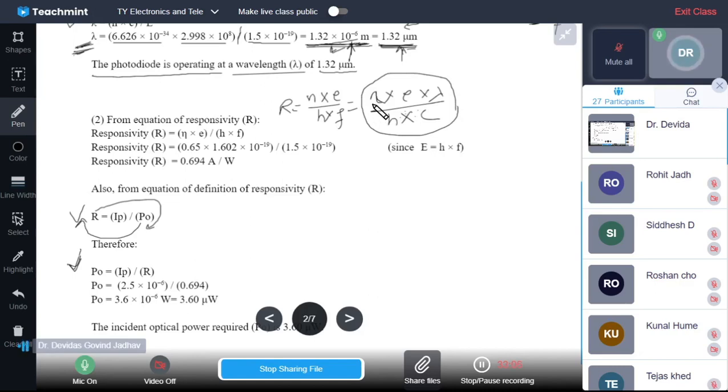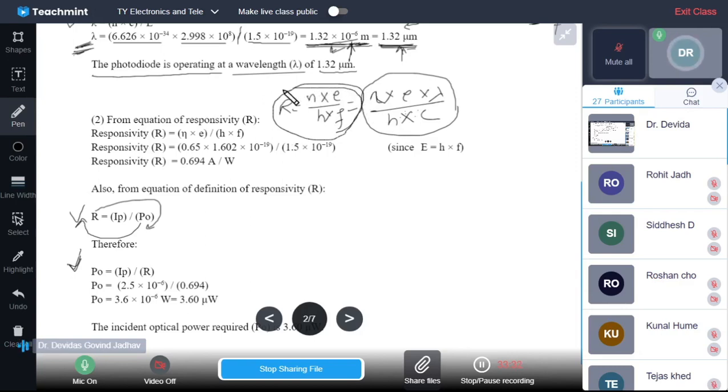Substitute 0.65 into 1.602 into 10 raised to minus 19 into 1.32 into 10 raised to minus 6, divided by 6.626 into 10 raised to minus 34 multiplied by 2.99 into 10 raised to 8 plus 8. You can use this and solve it for R and you will get the same R. But instead of this, we can use this equation also.